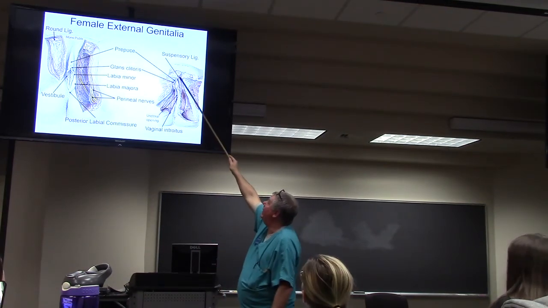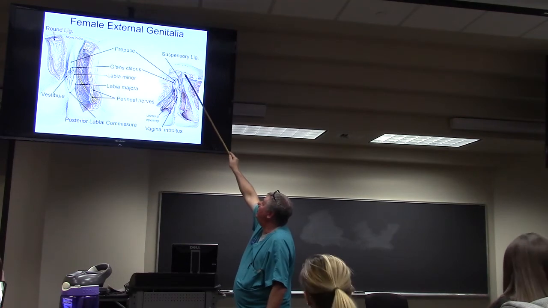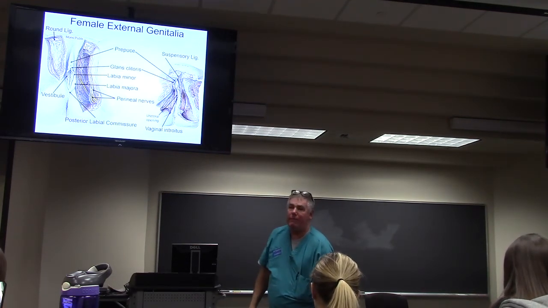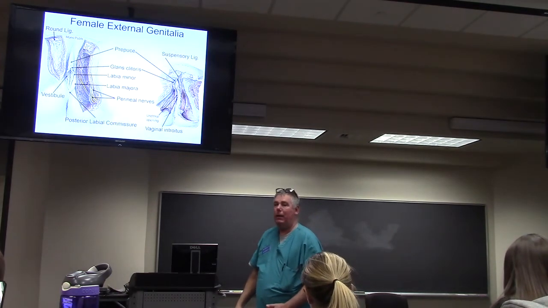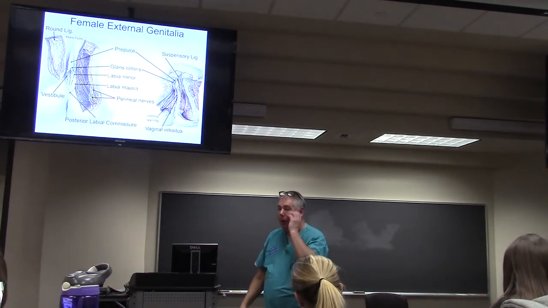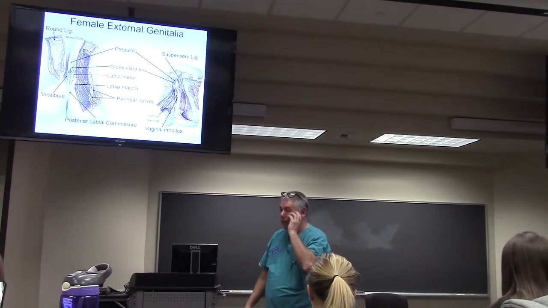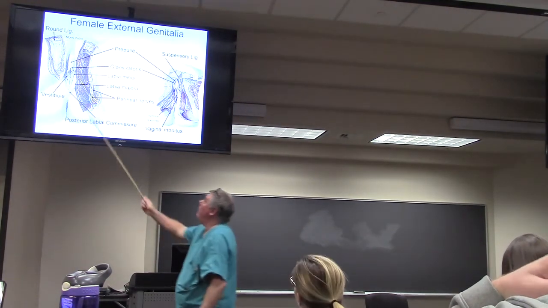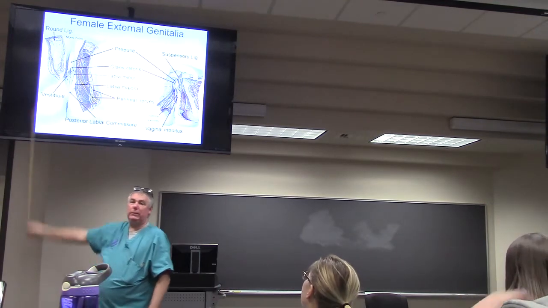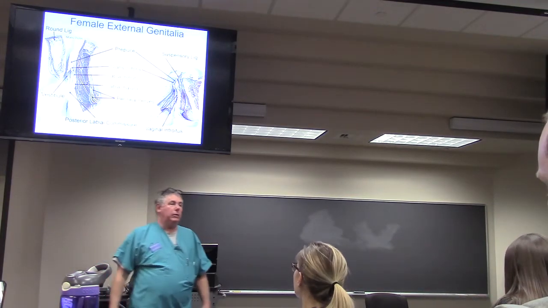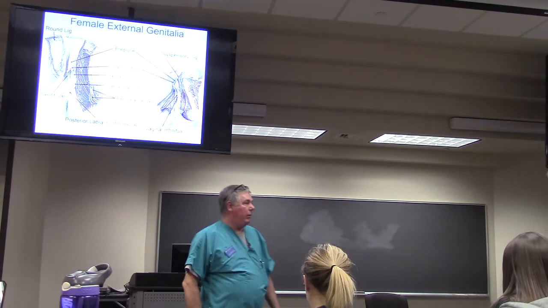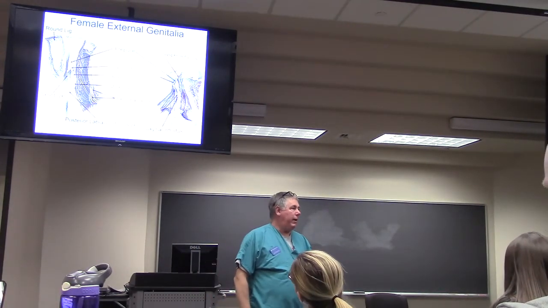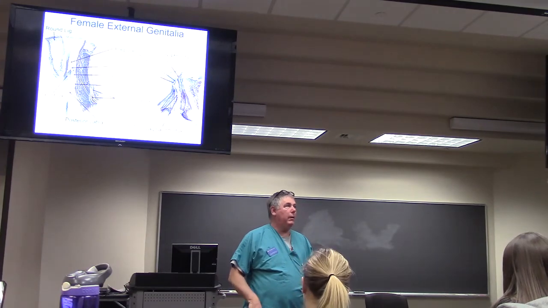There's the suspensory ligament that I mentioned earlier. And the fat pad that's over the pubic bone, where you'll see the pubic hairs, is called the mons pubis. But that's only in females. Guys don't have a mons pubis. Just a reference to that fatty area over your pubic bone.